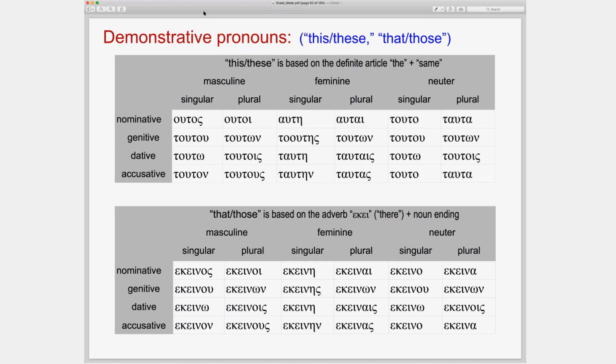Okay, so there's that and those, but that is a contraction of there, eki, and a noun ending. So it's like there, or the, how to say it? I guess there's no better way to say it.